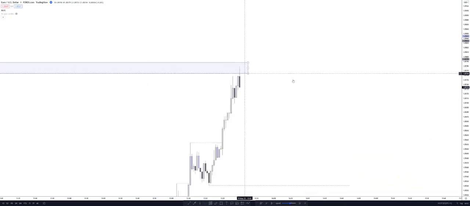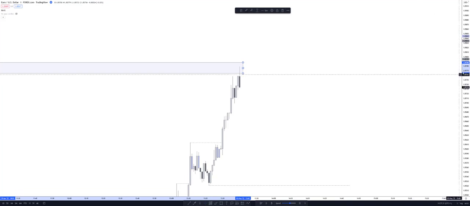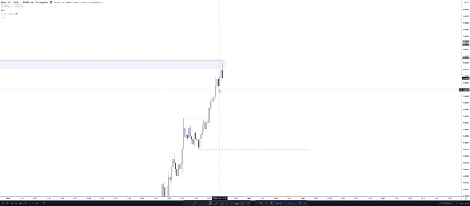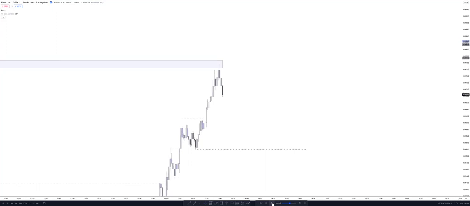As you can see, price has tapped into that 1 minute extreme in the 15-minute extreme. So what we'd wait for now, if we were going to take a sniper entry, is a 1 minute change of character, and that would be if this low broke. And as you can see, we quite clearly got our 1 minute change of character right here.